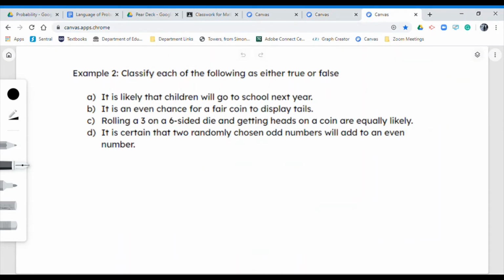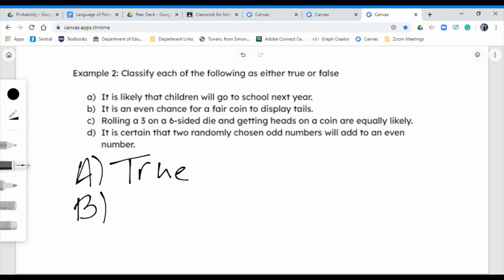So finally, we're going to classify each of the following statements about probability true or false. So A. It is likely that children will go to school next year. True or false? I would say there's a very good chance of that, and I would say that's a true likelihood of that happening.